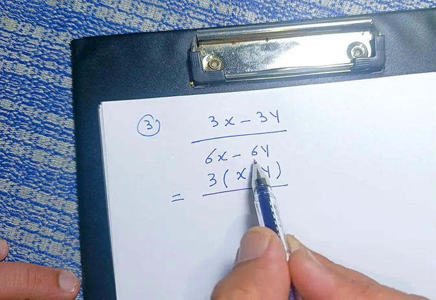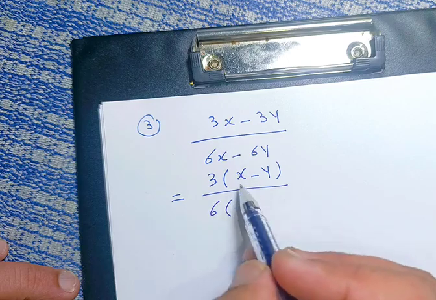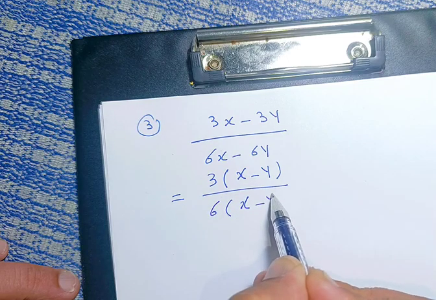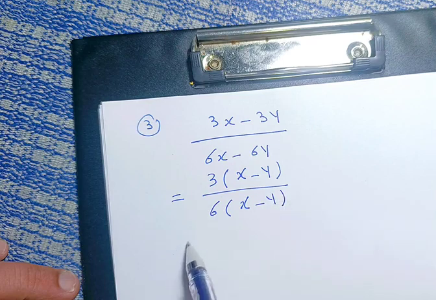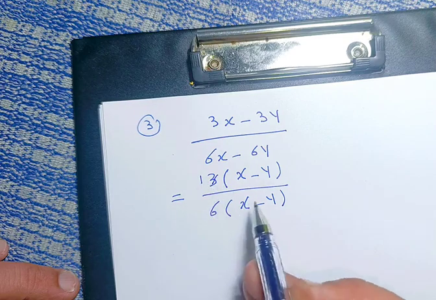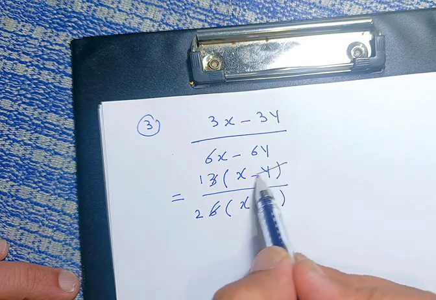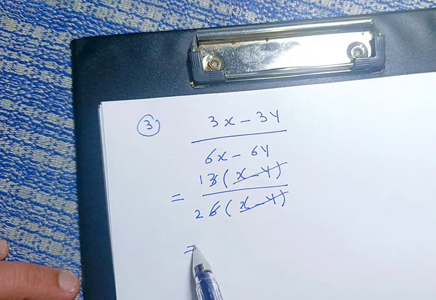At the bottom, is there any common factor? Yes, 6 is a common factor. 6 I take out. What is left there? X negative y. Now, 3 can divide by 3. There's only going to be 1 left, and 6 divided by 3 is going to be 2. Cancel out identical brackets. So my final answer is 1 over 2.